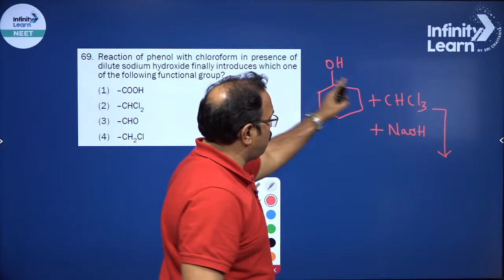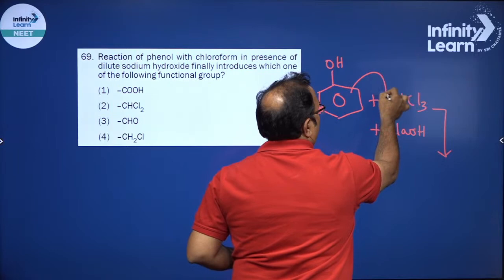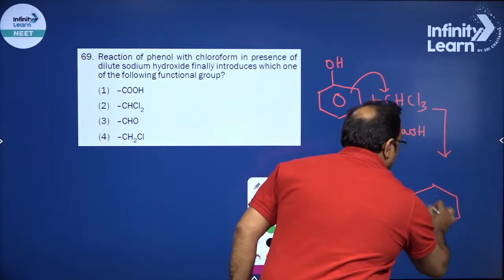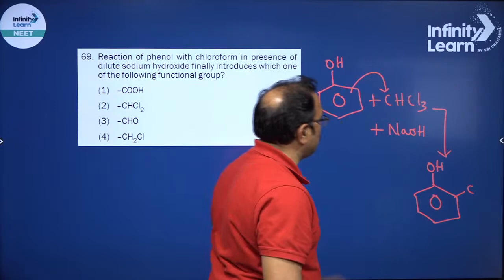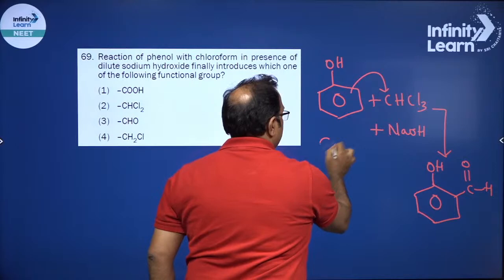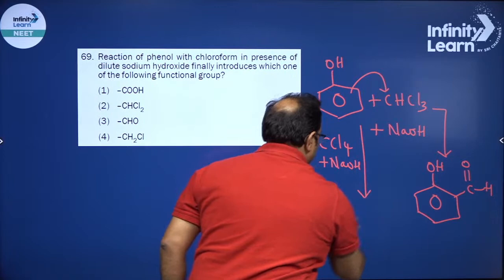Whenever it is chloroform and NaOH reacting with phenol, this establishes the bond formation with this carbon, due to which there is a new bond formation. You have to understand there is, of course, a mechanism and everything, but there is a new C-C bond formation. When you take chloroform, this will end up with an aldehyde. If you change this to CCl4 and NaOH, now this will be an acid.